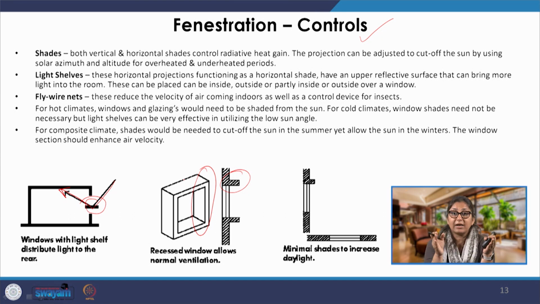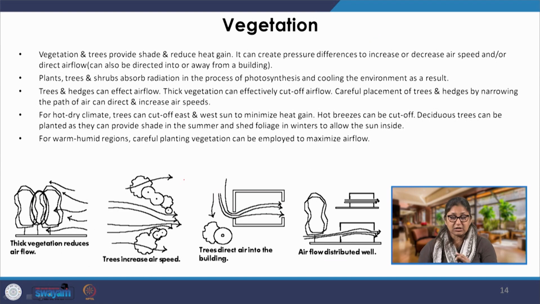Even when we are providing a window in a certain orientation, we may control the amount of light and sun that is going to come through the window. We can limit the times at which it comes, and we can limit the amount in which it comes, using these shading controls. Then we have talked about vegetation.